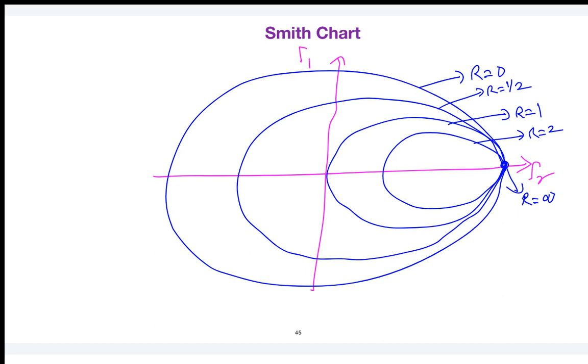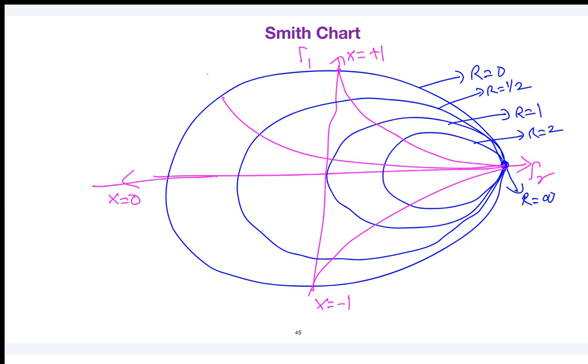Similarly, the entire real axis, I told you, is x equal to 0. X equal to 1 will be like this, and -1 will be the mirror image. Similarly, x equal to plus half is this, and -half is the mirror image. Same thing, x equal to plus 2 is here, and -2 is here.